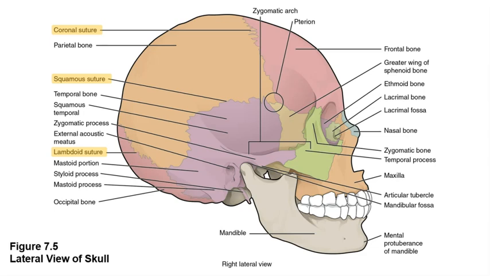The sagittal suture, which joins the right and left parietal bones along the midline of the skull, could be seen from an overhead view of the skull, but is not visible here.